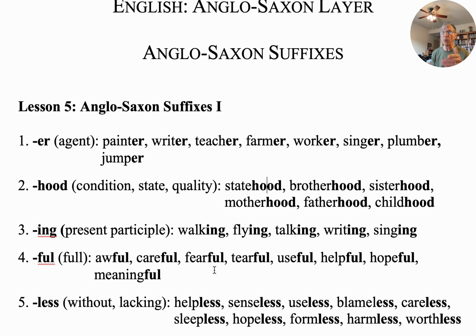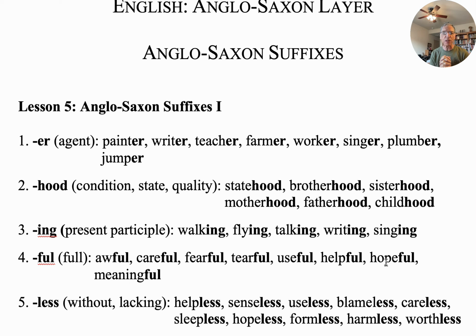Fearful, full of fear. Tearful, full of tears, a lot of crying. Useful, full of use. The pencil here is very useful. Or may I suggest my fountain pen is extremely useful for writing. Then we have a word similar to useful, helpful, full of help. Hopeful, full of hope. Mr. Potter's full of hope that this is going to help you to become a much better reader. I just know it will, and that's why I'm sitting here this morning making these videos.